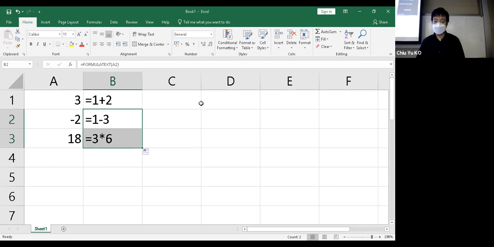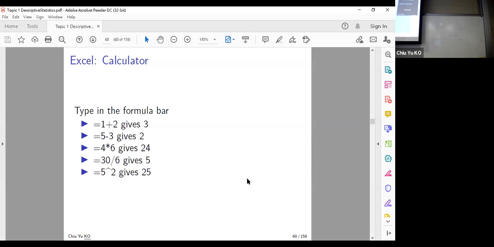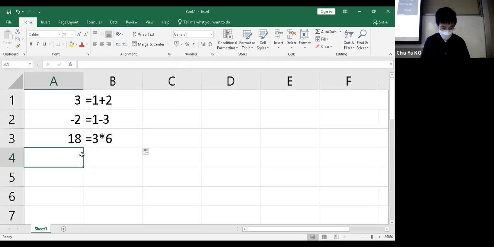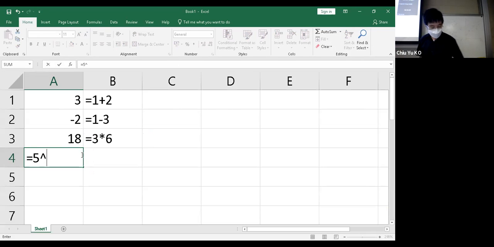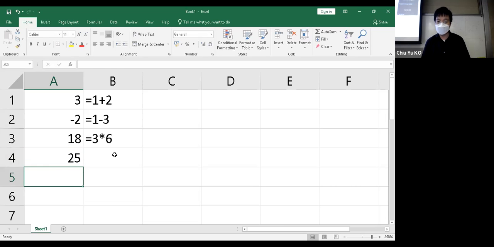You can try to type in here. You should be able to get all this. And this is raised to the power, so it's important. Let's try to raise to the power, because basically all this is the formula we need for our class, mainly for basic calculation. So it's equal to 5 raised to the power. For raised to the power, if you use a PC, then it will be shift 6. I know it's very trivial, but I just want to make sure we leave no one behind.